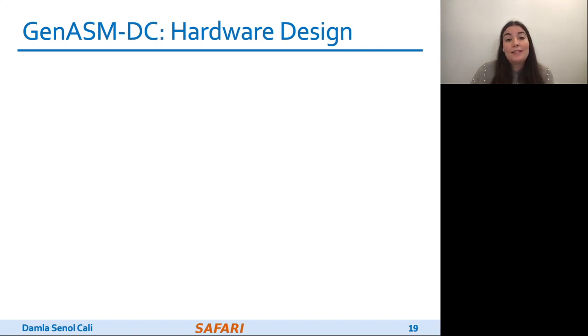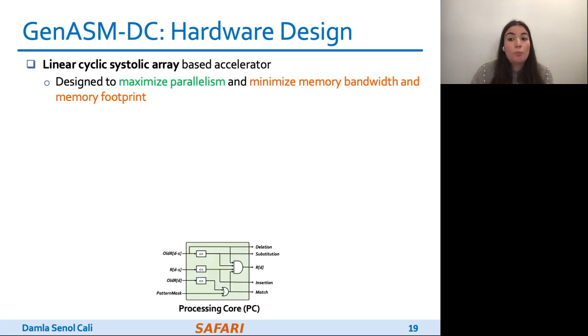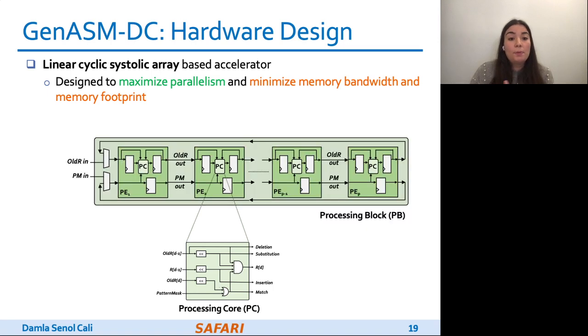Let's look at GenASM-DC's hardware design. We implement it as a linear cyclic systolic array-based accelerator using small and very simple logic components. This design helps us to maximize parallelism and minimize memory bandwidth and memory footprint. The processing core is the basic compute component which computes the intermediate bit vectors, and when we add the flip-flop based storage logic around the processing core, we define a processing element, or PE. Multiple PEs are concatenated to define a processing block. We have DC-SRAM, which stores the reference text, the pattern bitmasks for the query read, and the intermediate data generated from PEs.